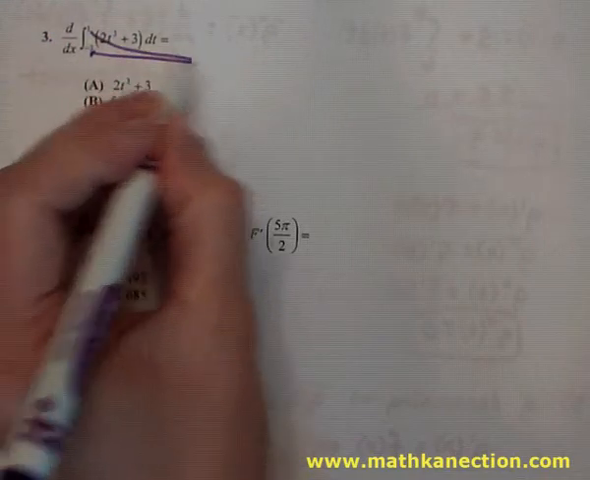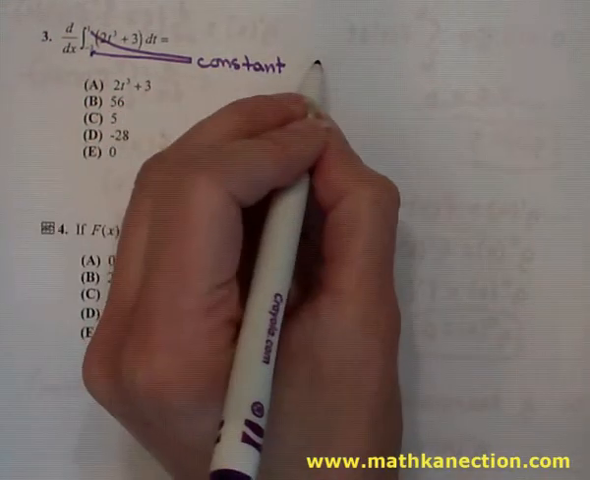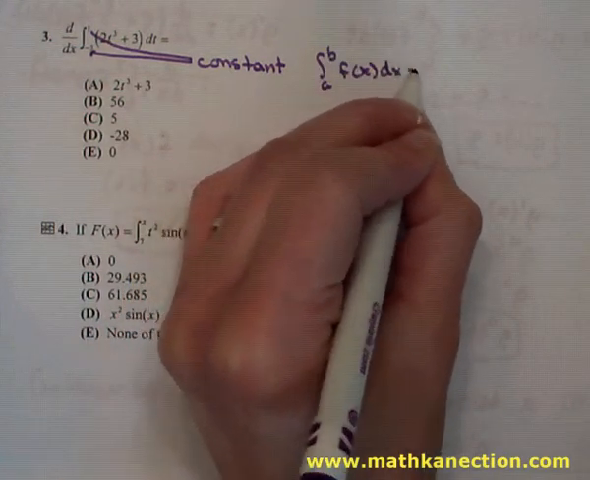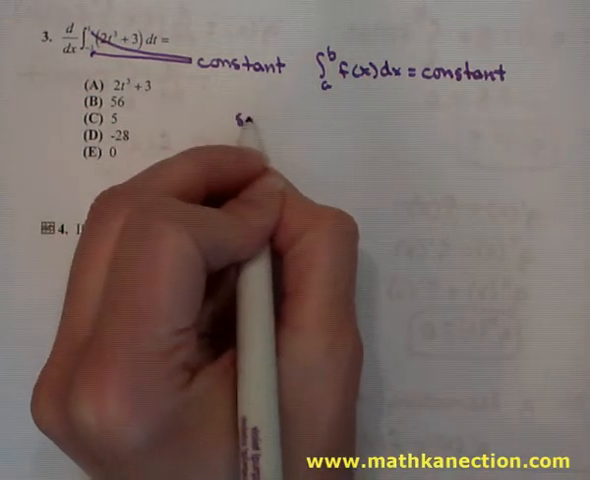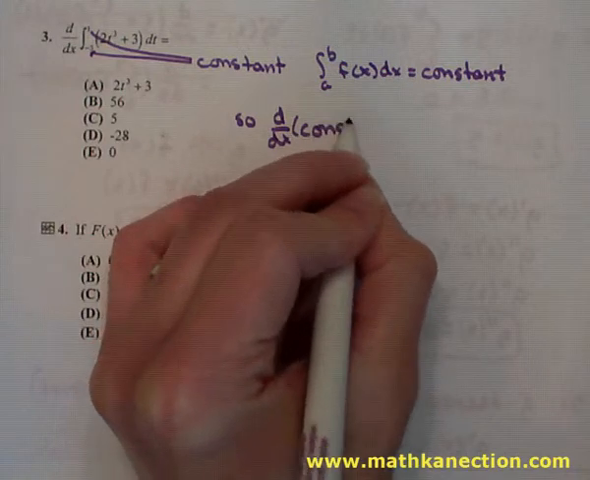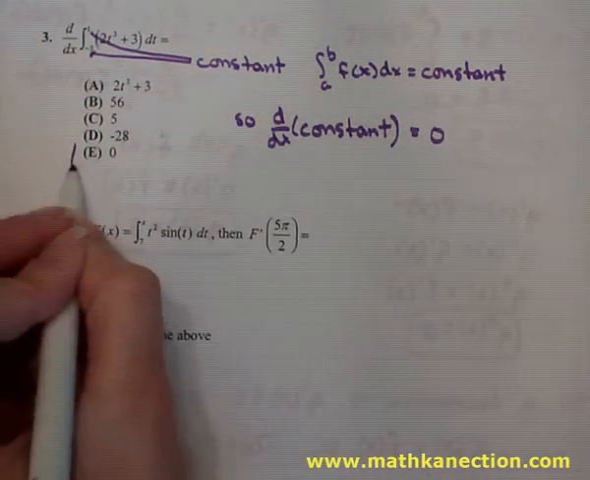Since we're taking the derivative of an integral from a number to a number, those are both constants. And the integral from a to b of f of x dx is equal to a constant. So the problem is asking to get a derivative of a constant, and the derivative of a constant is 0. So we're using letter choice E.